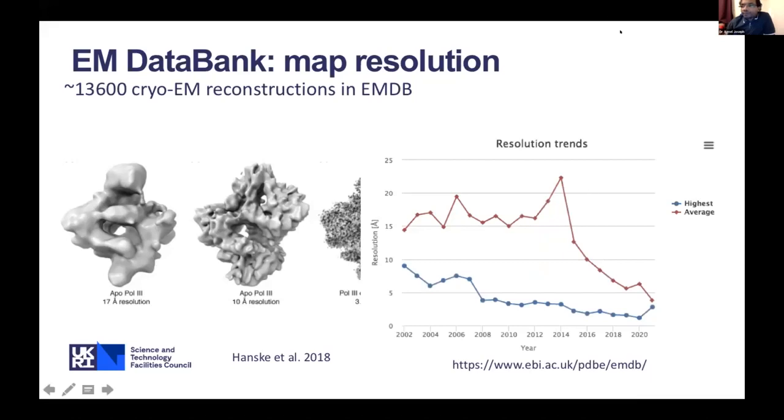As you can see in the plot here, it shows the trend in resolution with each year. You can see that the best resolution is getting improved until 2020. And also the average resolution of the cryo-EM structures is improving. Still, if you look carefully in the plot, you can see that the average resolution of the cryo-EM structures is still slightly worse than 5 angstroms, between 5 to 6 angstroms.